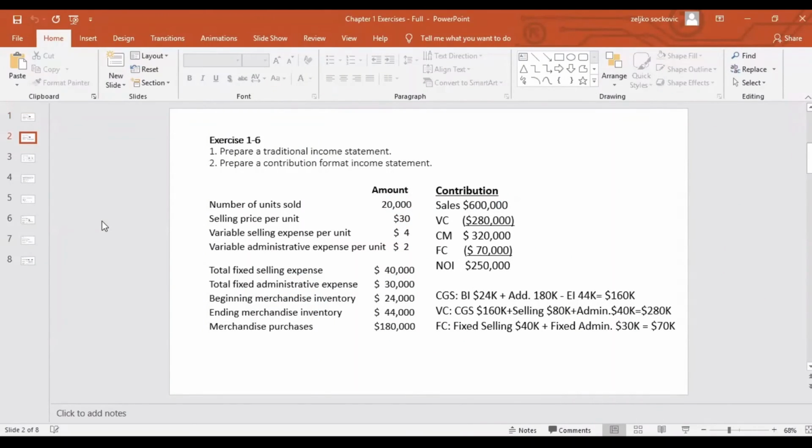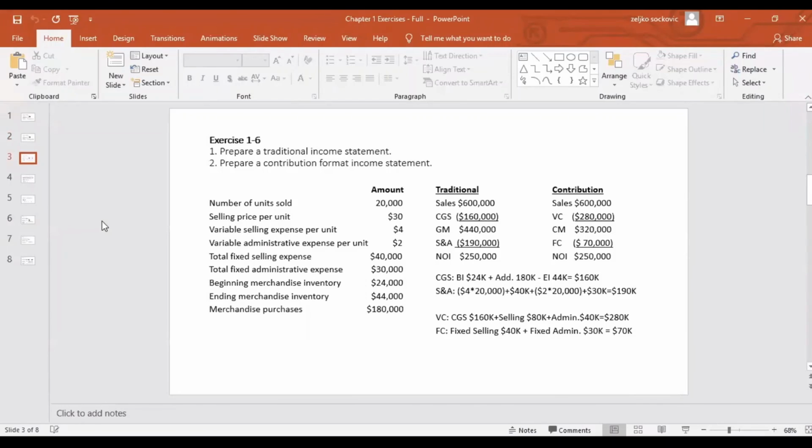Again, you have to be very proficient with the contribution margin format, and we will go over this over and over again. So again, compare the contribution and traditional formats and see how I got these numbers. What is similar? What is different? You have to be comfortable with both. They're actually compared here on this slide, so it makes it a little bit easier.